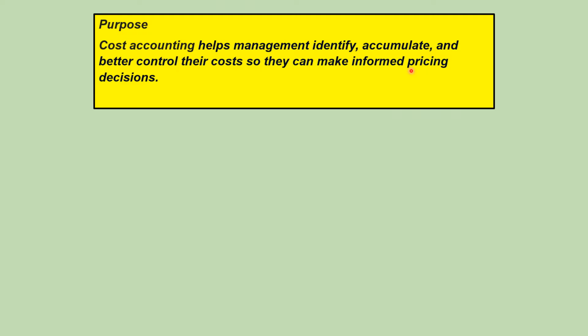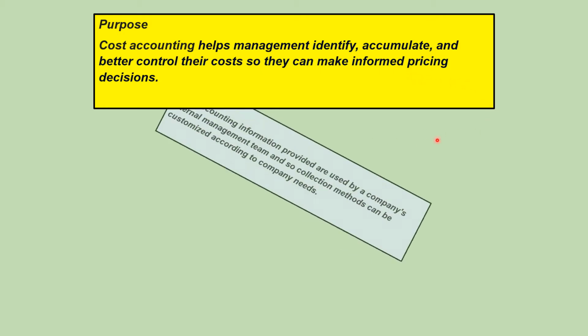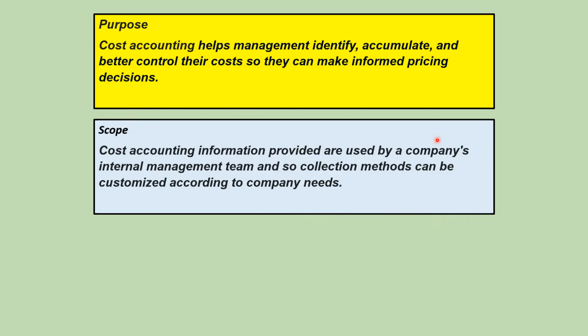The purpose: cost accounting helps management identify, accumulate and better control their costs so they can make informed pricing decisions. Look at the scope. Cost accounting information is provided for use by a company's internal management team, and so the collection methods can be customized according to each company's needs.